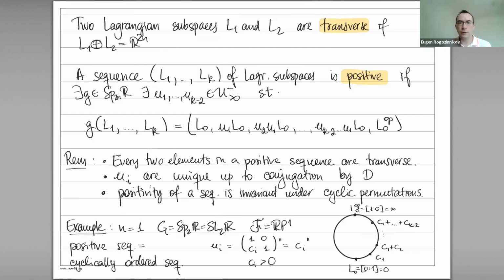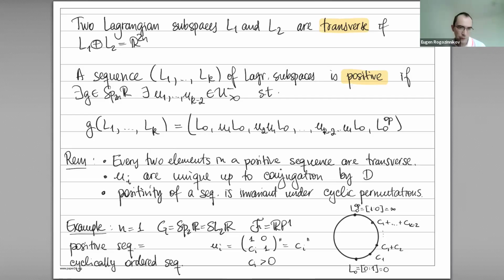And if you have a sequence of Lagrangian subspaces L1, ..., Lk, then we say that this sequence is positive if there exists an element G in Sp2n(R) and there exist elements U1, ..., Uk minus 2 in the positive semigroup U minus positive, such that if we apply this element G to the sequence, then the first Lagrangian subspace goes to L0, the last one goes to L0 opposite, the second standard Lagrangian, and the intermediate k minus 2 Lagrangian subspaces go to U1 L0, U1 U2 L0, and so on, up to U1 ... Uk minus 2 L0. And I'll give you an example of how it works.